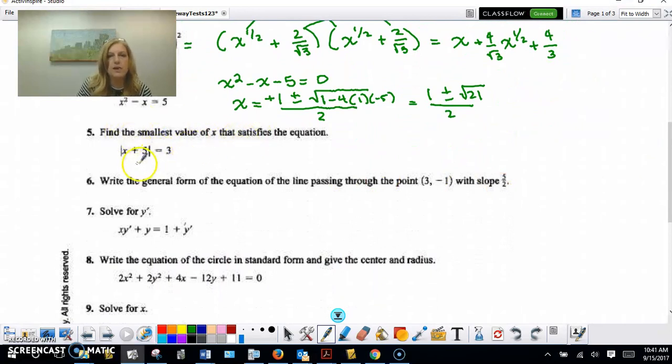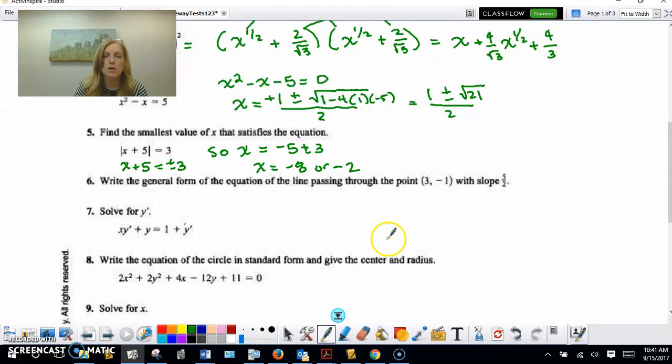Finding the smallest value of x that satisfies the equation. If you're solving absolute value, remember you always get two equations. x plus 5 equals plus or minus 3. So your x equals negative 5 plus or minus 3. So you have two answers, negative 8 or negative 5 plus 3, negative 2. There will always be two answers for that.